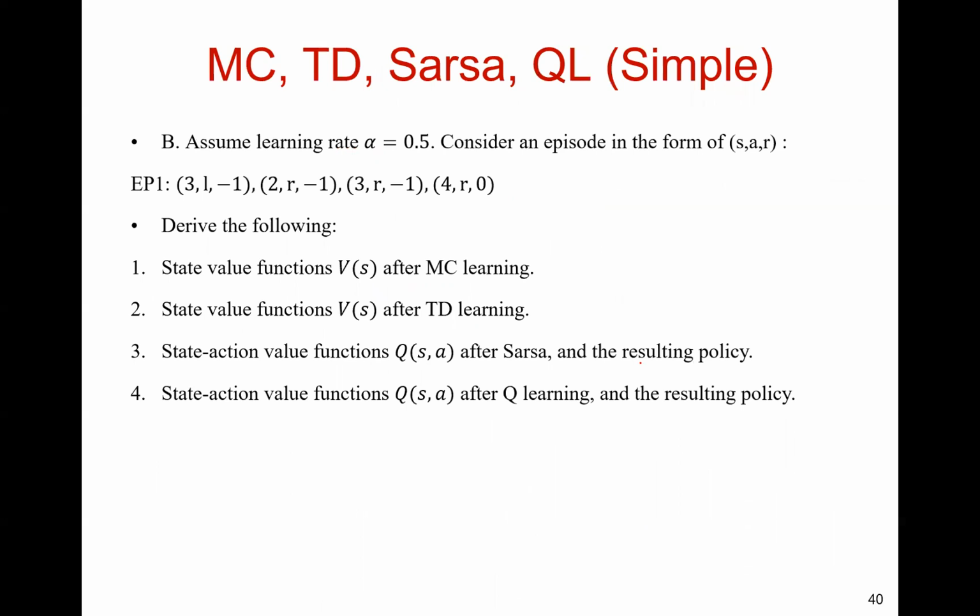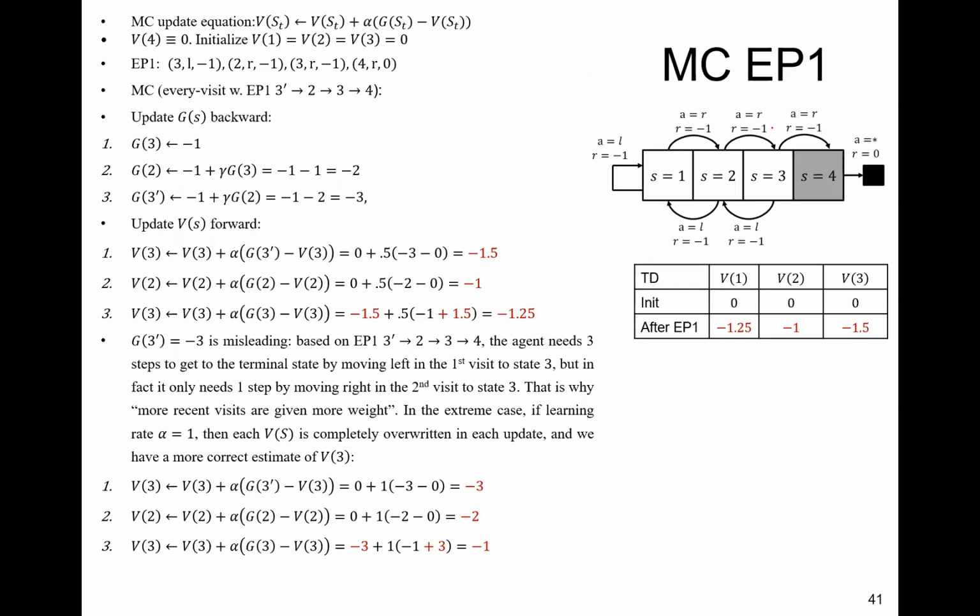So first, the simple version with a single episode, 3, 2, 3, 4. So you're moving from 3 to 2, 2 to 3, 3 to 4. So for this episode, if you use Monte Carlo, every visit, you update the G, the return, to be -1, -2, -3 for the 3 states.